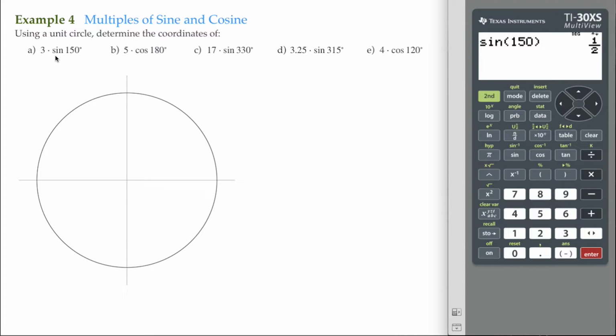So 3 times 1/2. And if I just go ahead and do times, I get this answer up here, ANS. That means the last answer times, and then I'm going to say 3. And of course, that comes out to be 3/2. So 3 times the sine of 150 degrees is 3/2.